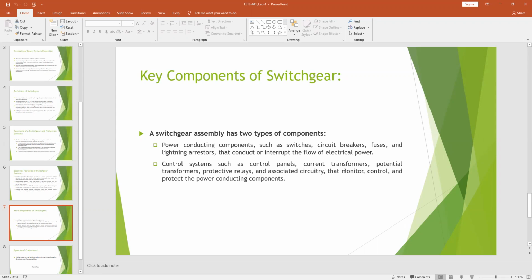So power conducting means the switchgear element which will close or open a particular power system to energize or de-energize it, and the control system or detection part senses whether the power system is operating in normal or abnormal condition. Understood? Any more question?